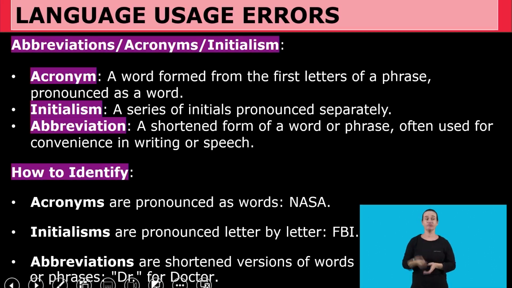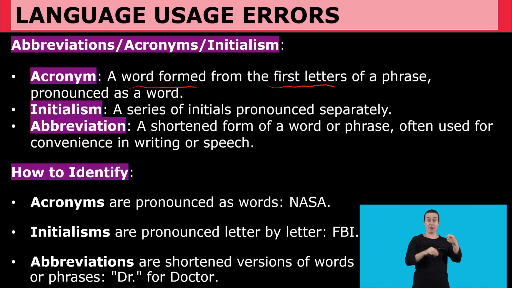Then we have abbreviations, acronyms, and initialisms. Acronyms are a word formed from the first letters of a phrase, and very importantly, it is pronounced as a word. Initialisms is a series of initials pronounced separately, and abbreviations are a shortened form of a word or phrase often used for convenience in writing.